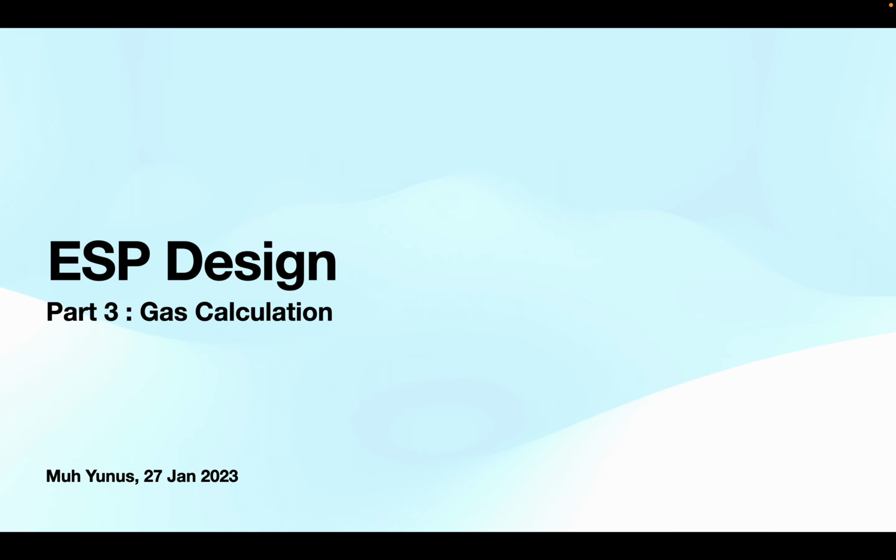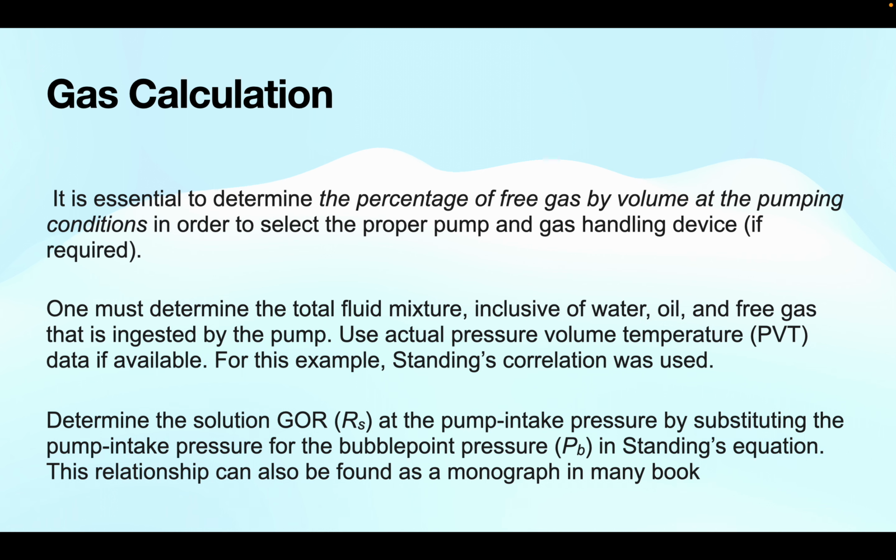Today we will share about ESP design part 3, gas calculation. This free gas has a lot of influence on the pump. Gas calculation is essential to determine the percentage of free gas by volume at the pumping condition, in order to select the proper pump and gas handling device, like a gas handler device or which type of gas separator.